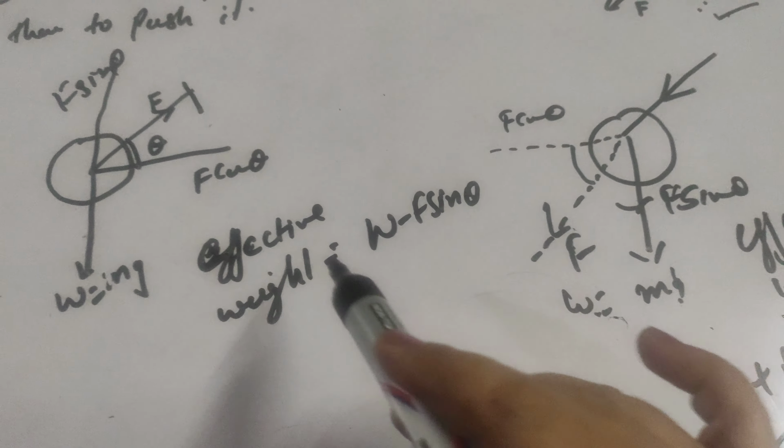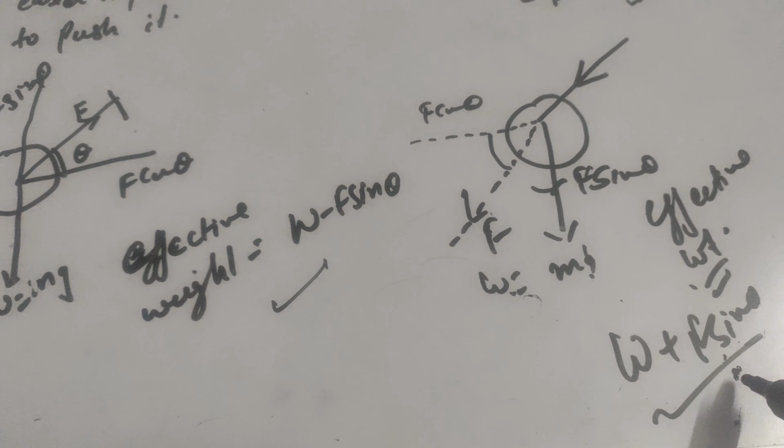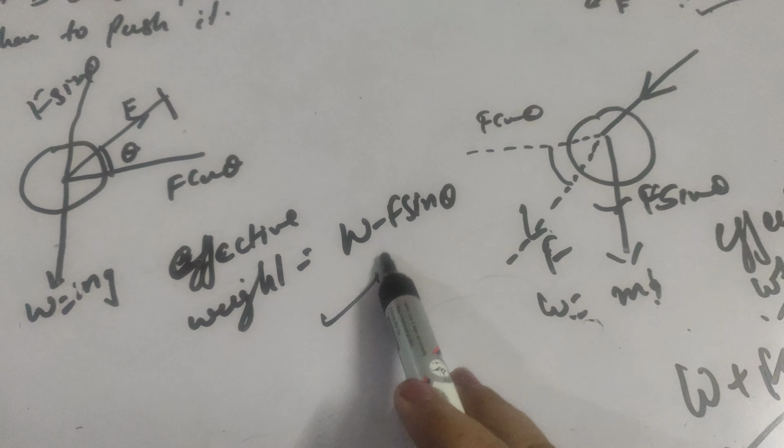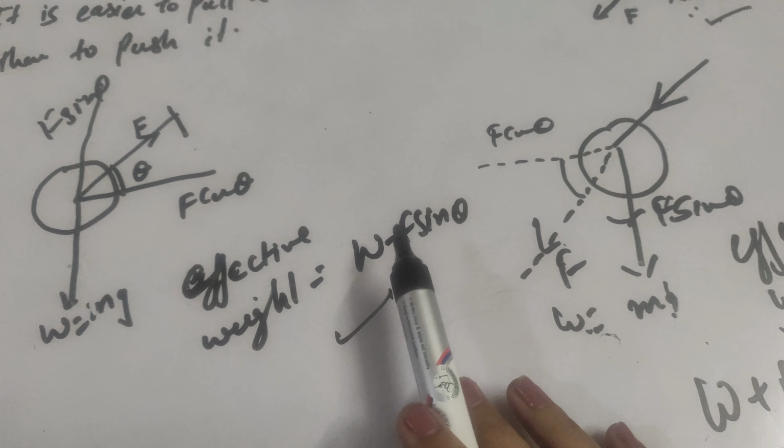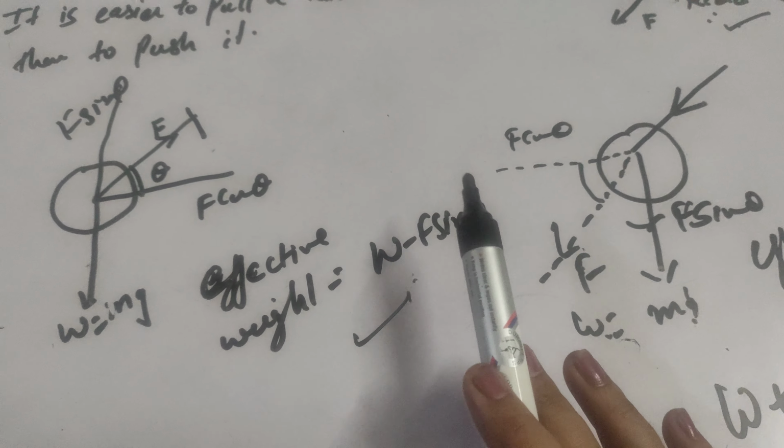So naturally in both cases, if we see, this weight is more, effective weight is more and this is lesser. So since effective weight is lesser in pulling, so it is easier to pull the lawn roller.